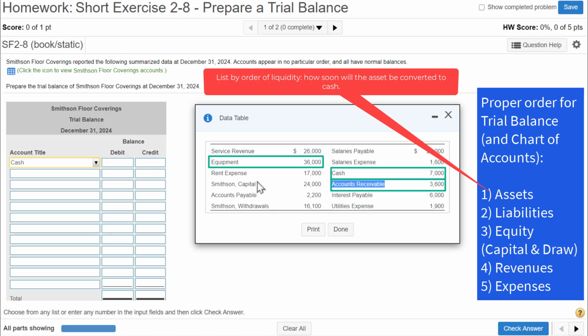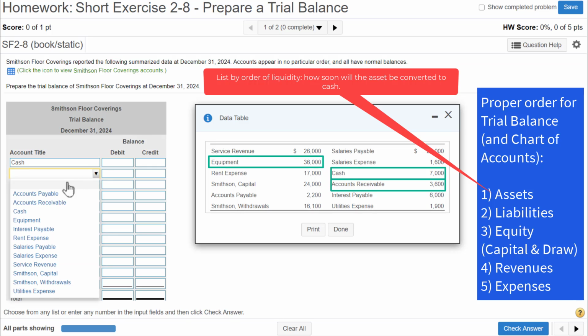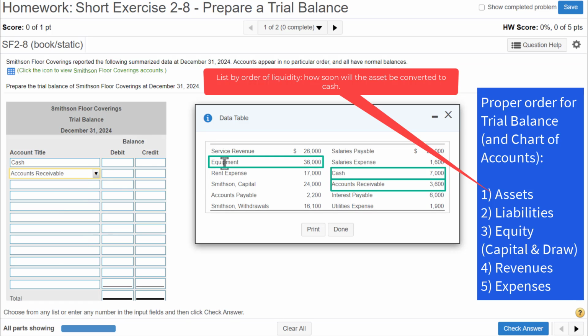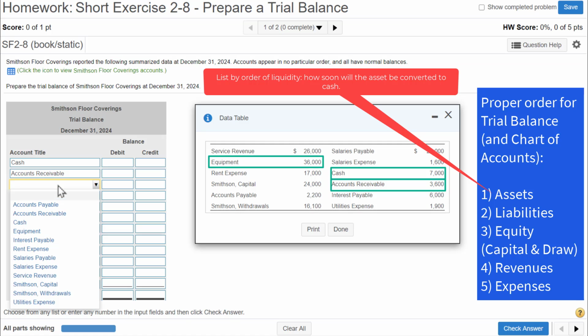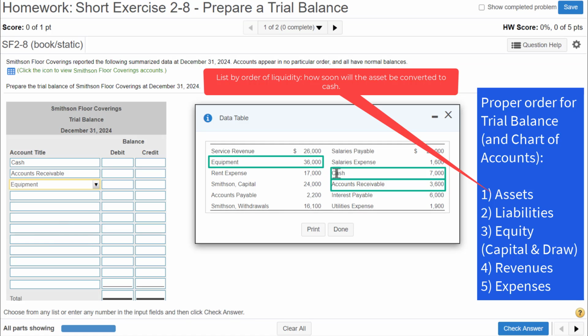Accounts receivable is more liquid than equipment. Remember, you're hoping within 30 days, because that's how soon accounts receivable are due, you will turn that into cash by collecting on it. So we're going to put accounts receivable next. And then equipment is the last of the assets. And then we're just going to put the balances in the correct column.